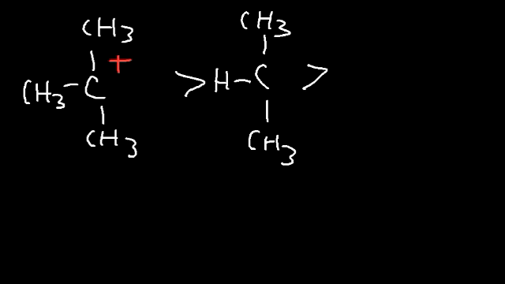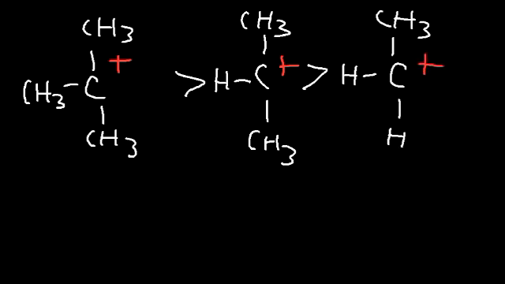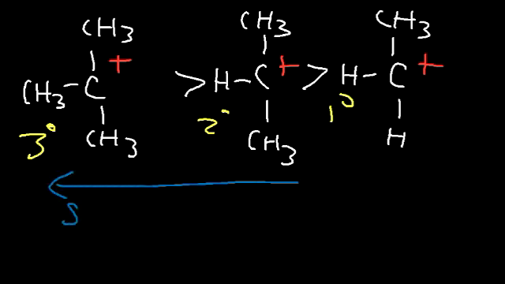And secondary carbocations are more stable than primary carbocations. Now, why is that the case? We can see as the carbocation has more methyl groups, it becomes more stable. So this is tertiary, this is secondary, this is primary. Stability increases towards the tertiary carbocation.